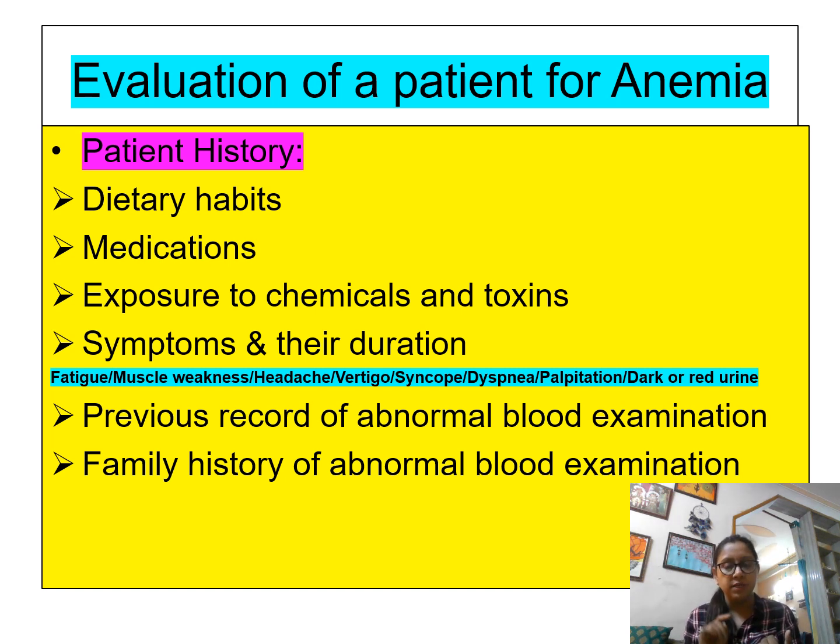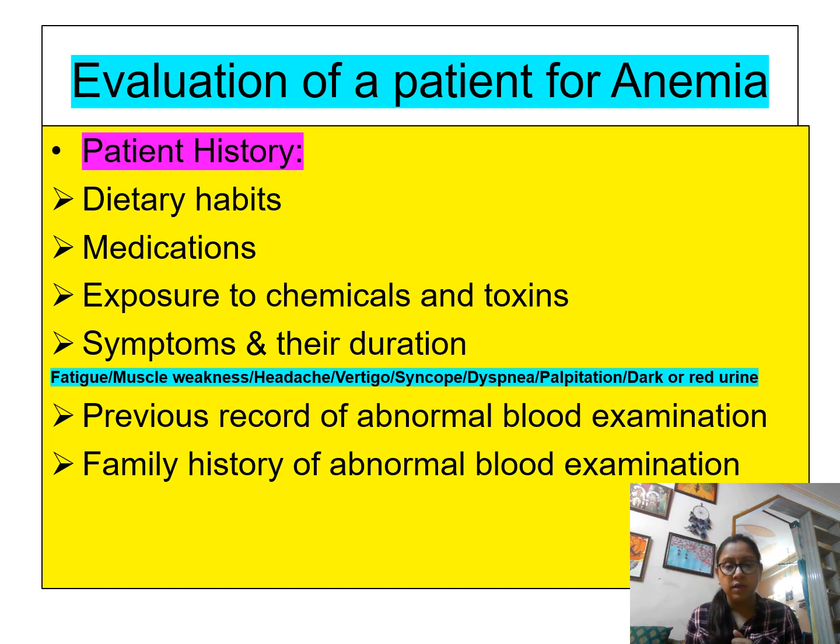So उसमें हम पहले पेशेंट की हिस्ट्री से शुरू करते हैं. We have to ask the patient about their dietary habits, any medications they are on, or if they have been exposed to certain kinds of chemicals or toxins. What is the symptom and duration of these symptoms? So symptoms are those features which the patient will tell you.